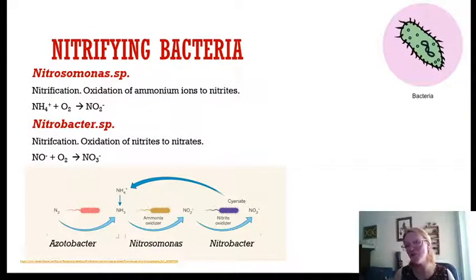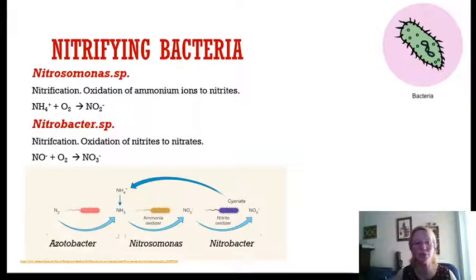So the other bacteria that are really important then for the nitrogen cycle are the nitrifying bacteria. We've got two species of nitrifying bacteria that you need to be aware of. Nitrification involves oxidation, so we need to have a source of oxygen for that process to take place. First of all, we've got Nitrosomonas, and the Nitrosomonas will convert ammonium ions to nitrites. And then we've got Nitrobacter, and the Nitrobacter will oxidize the nitrites to nitrates.